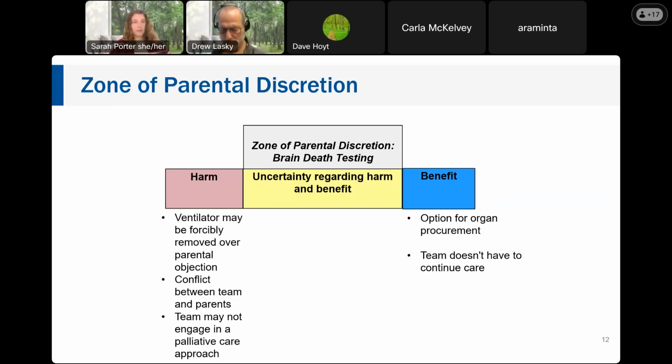And it doesn't mean the family will consent, but it means we have the option for organ procurement. And it also means that the team doesn't have to continue care. And you might say, well, Sarah, Drew, why are you saying that's a benefit? Well, a medical team does not want to continue providing care to someone that's been declared dead.